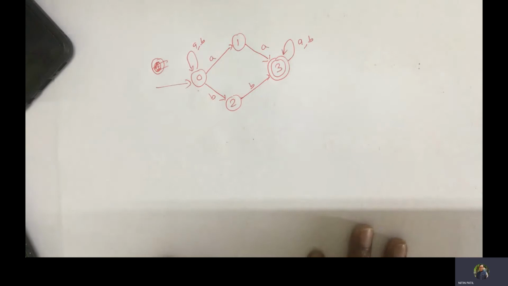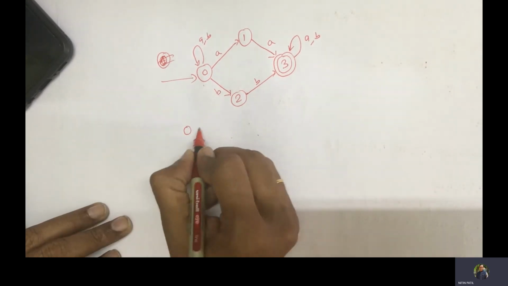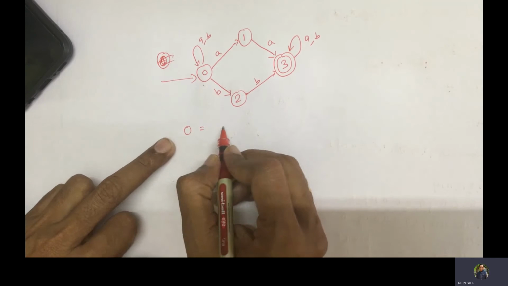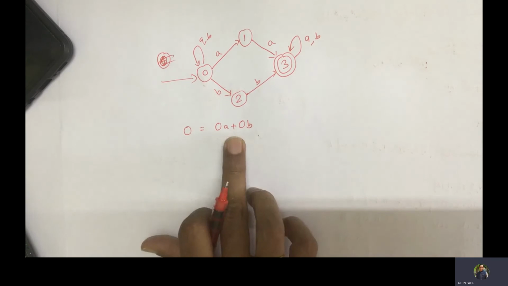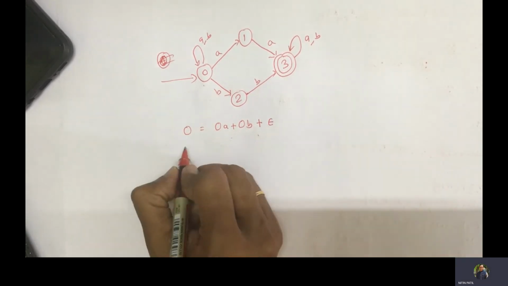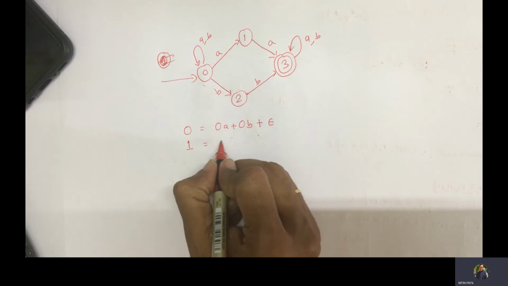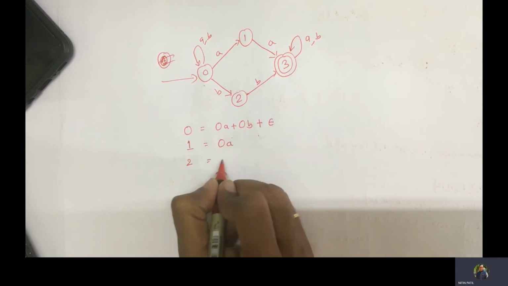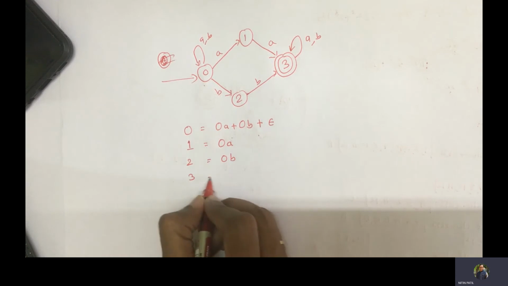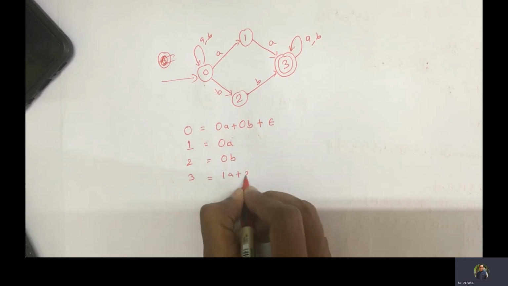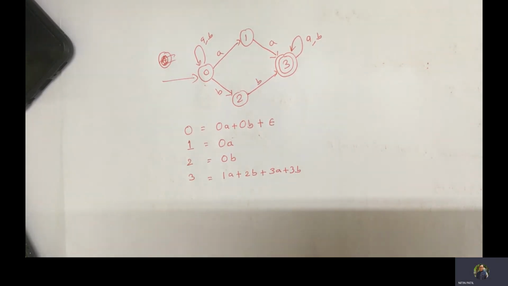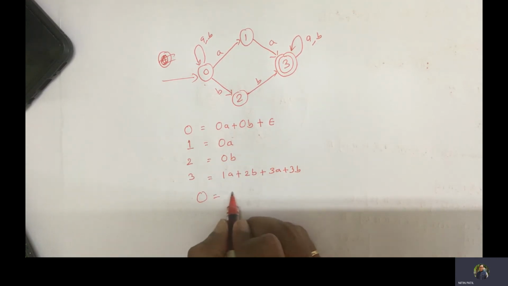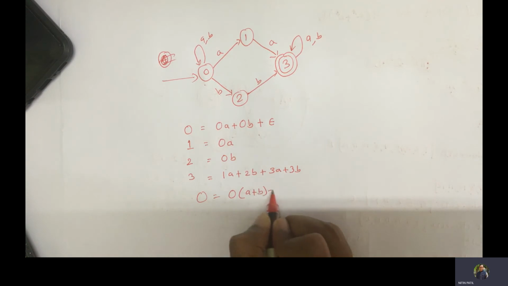And you have the initial state. So first of all, we have to write equations for each of the states. So how many incoming transitions are there for 0? So 2. So we'll write 0A plus 0B, state name and then input, plus as it is the initial state, we'll add epsilon. So for 1, there is only one transition, so it is 0A. For 2, there is only one transition, 0B. For 3, it is 1A plus 2B plus 3A plus 3B. We may see here this is as per regular expression, Arden's theorem. So if we take 0 common, we have A plus B plus epsilon.